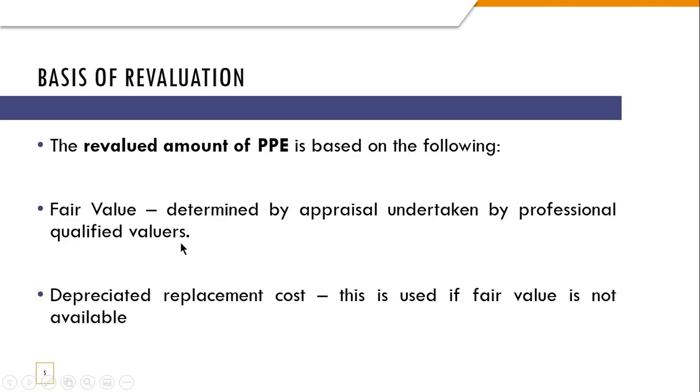Now, for example, if you have land and building purchased 5 years ago, during the current year, what is the fair value of that land and building? Of course, it is made by professional, competent valuers. Or the depreciated replacement cost. This is used if fair value is not available. So, if fair value is not available, let's use depreciated replacement cost.